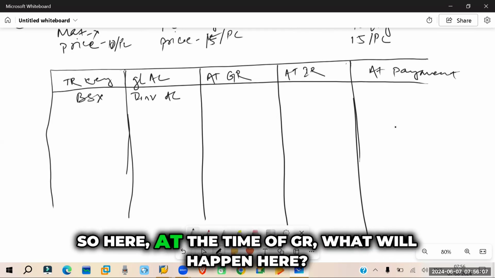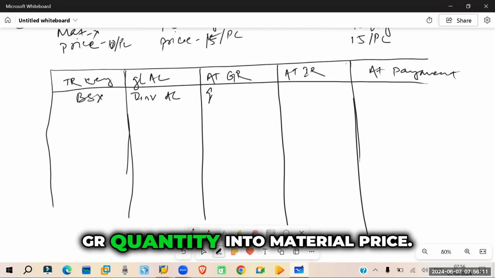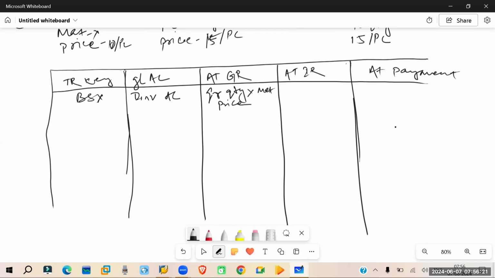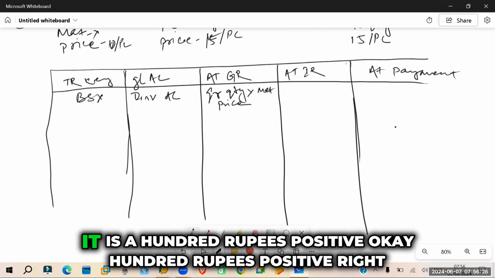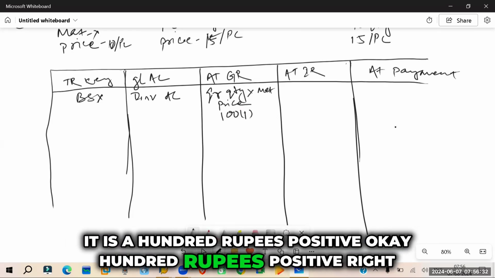So here at the time of GR, what will happen? Here GR quantity into material price. Okay, this is GR quantity into material price. So that is what will be there. It is 100 rupees positive. Okay, 100 rupees positive.